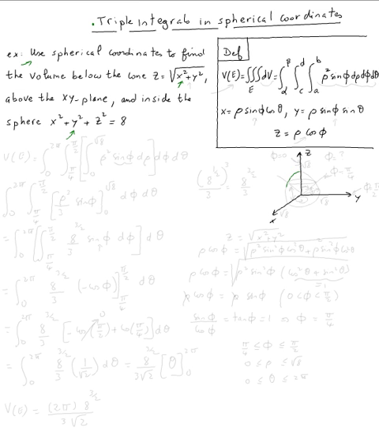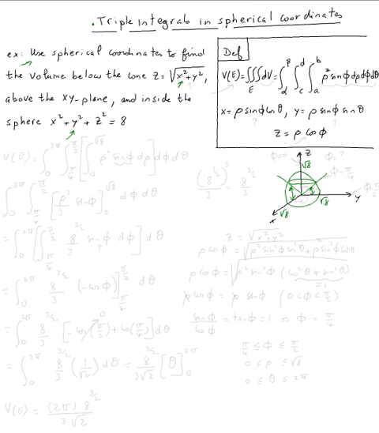So let's draw the sphere. Square root of 8, square root of 8, square root of 8. And then the cone z equals square root of x squared plus y squared will be that. So here's the cone. We're interested only in below the cone and above the xy plane, so from here to here, from here to here. Of course, inside the sphere.